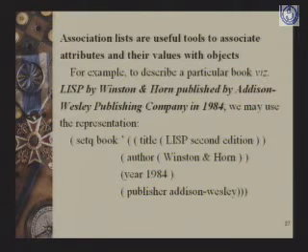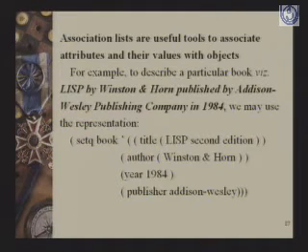The value of the title is given within a list, or if it is a symbol, just as a symbol, as a second part after the attribute name. Attribute name is title. The attribute value is given within parentheses: LISP second edition. Similarly, attribute name is author. Its value is Winston and Horn. Attribute name is year. The attribute value is 1984. Attribute name is publisher. Attribute value is Addison Wesley.